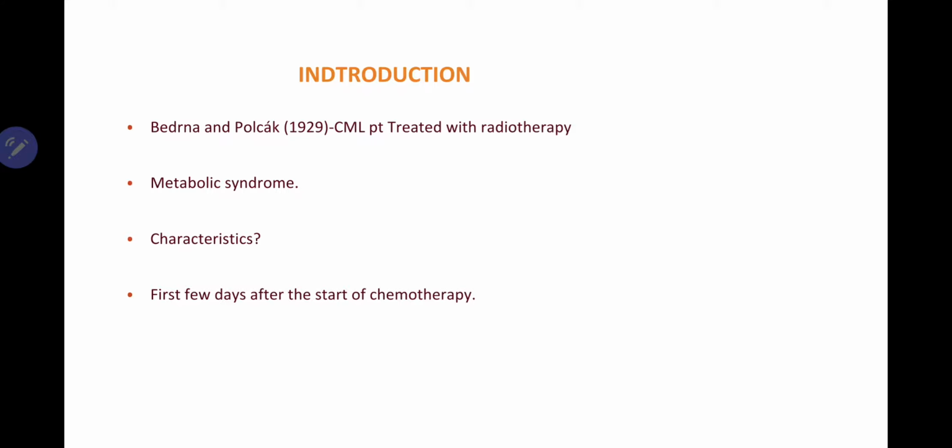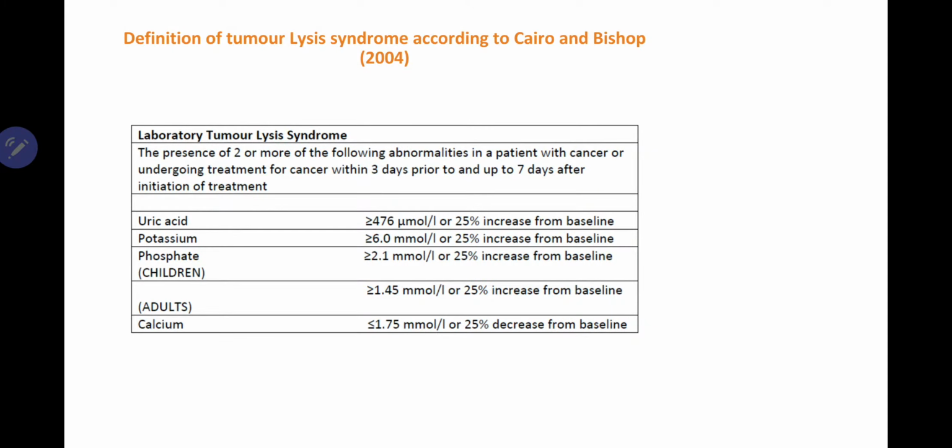In the first few days of treatment of cancer, we can see that tumor lysis syndrome has developed. But the exact definition of tumor lysis syndrome was given in 2004 by two people, Cairo and Bishop. They divided it into clinical and laboratory TLS. Let us first see the lab TLS features. To say a patient has laboratory TLS, two or more of the following features should be there, within 3 days prior to the start of treatment or within 7 days of the start of treatment.